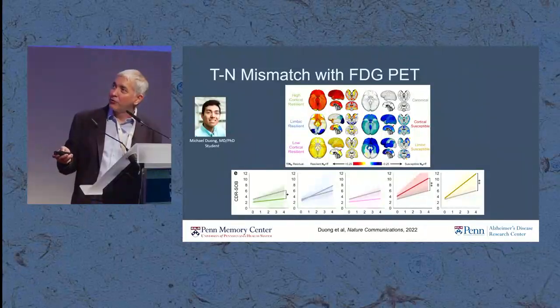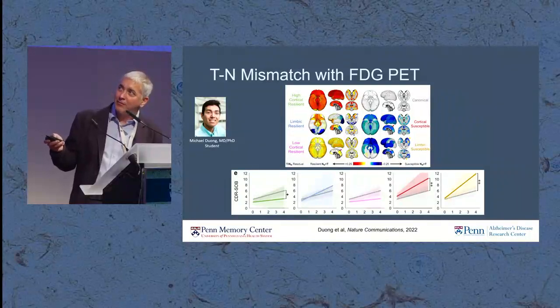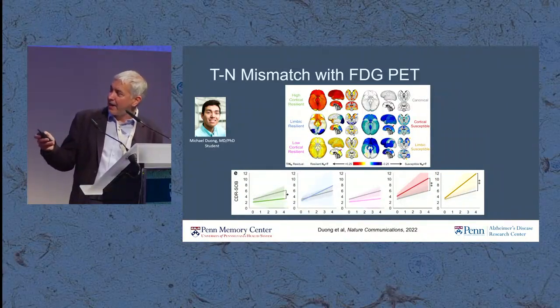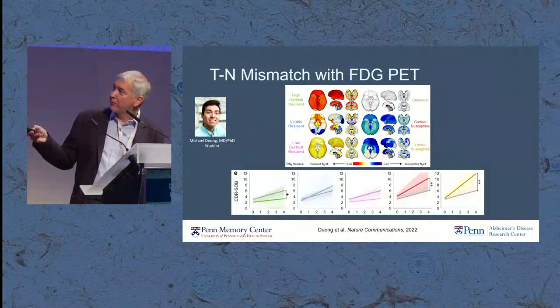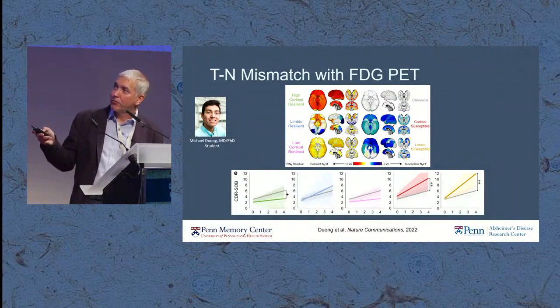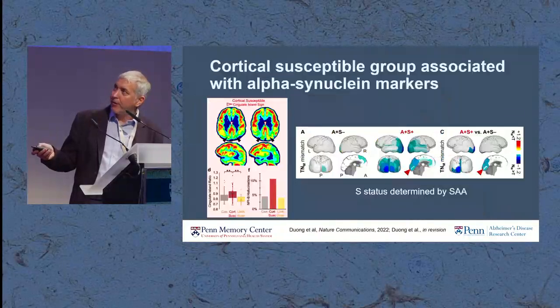One or two other points. We've looked at this with FDG PET and have seen a similar pattern. FDG PET may be more sensitive, though, to things like Lewy body disease. And again, I'll just point out that the vulnerable groups here relative to canonical had faster rates of decline. But we were wondering whether this cortical susceptible group might have alpha-synuclein pathology.